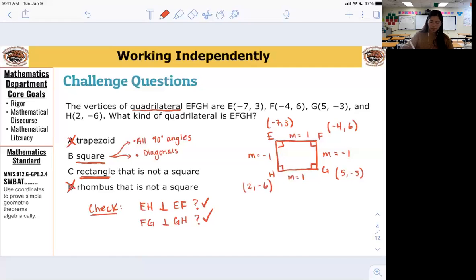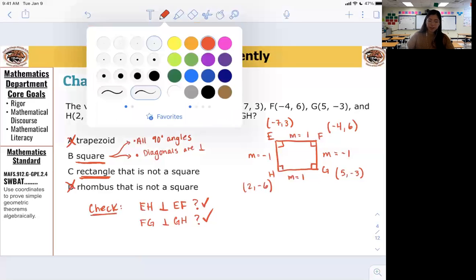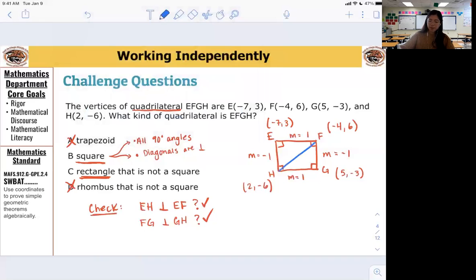Good, they are perpendicular. So that's the last thing that I can check. I can look at my diagonals and see whether or not I have a 90-degree angle. So now we're checking to see if EF, or not EF, EG is perpendicular to FH. Okay, so that's our final check. So let's go ahead, same thing, using the slope formula.